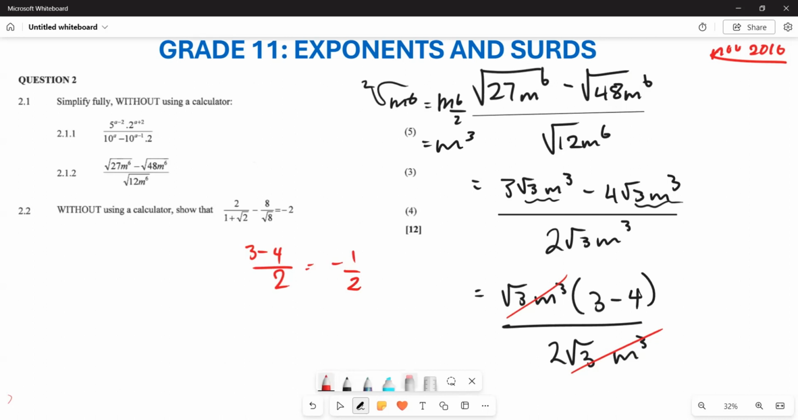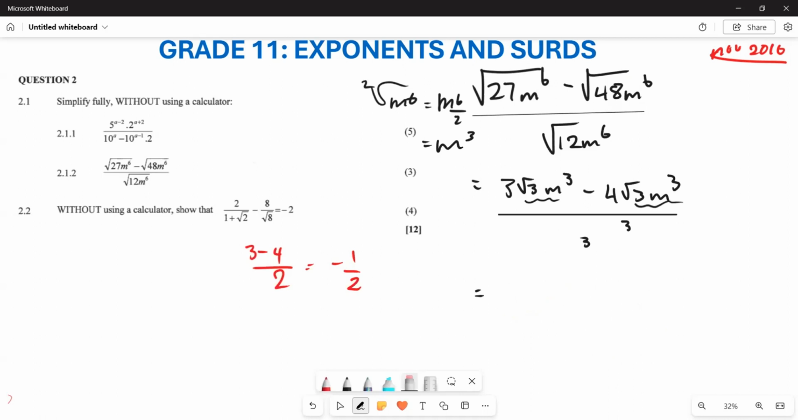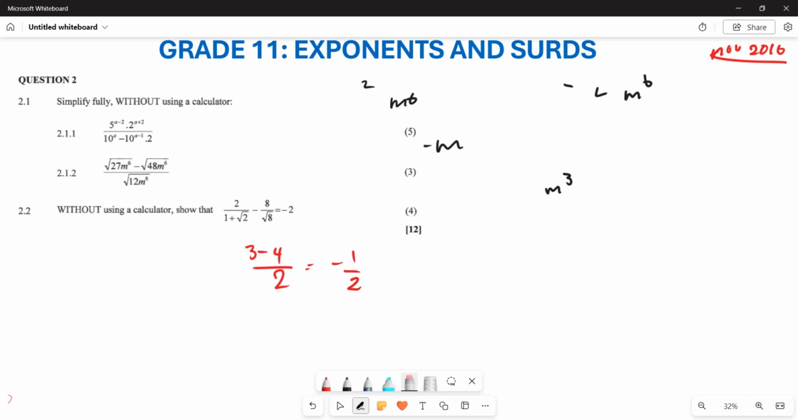Now, let's move to the next, your 2.2. In 2.2, what is it that you can do? They say without use of a calculator, you need to show that this is going to be equal to negative 2. Now, let's see. What is it that you're given? You're given 2 over 1 plus root 2, subtract 8 over root 8. They say you must prove that this is equal to negative 2.